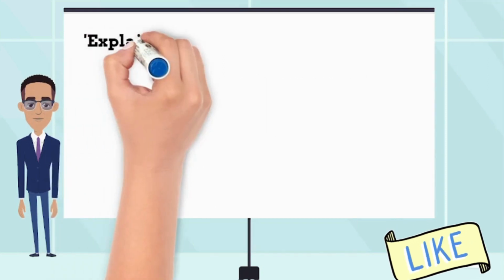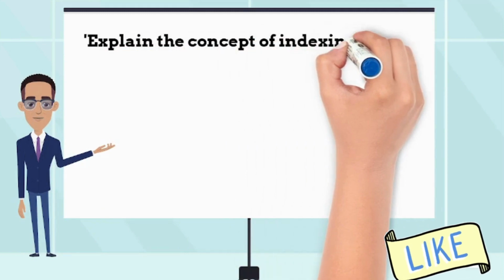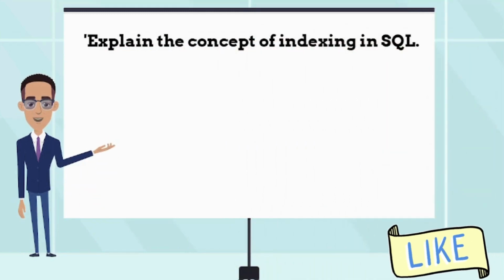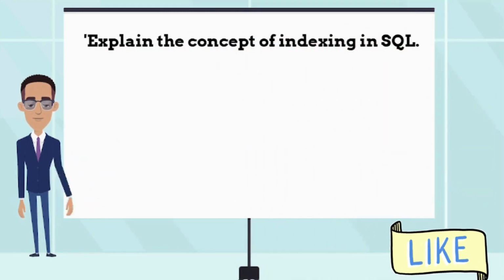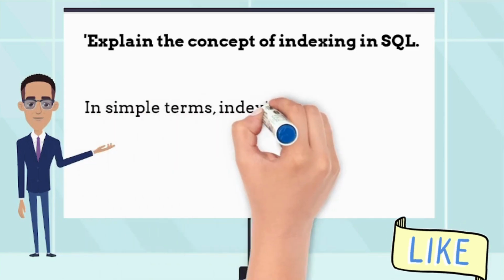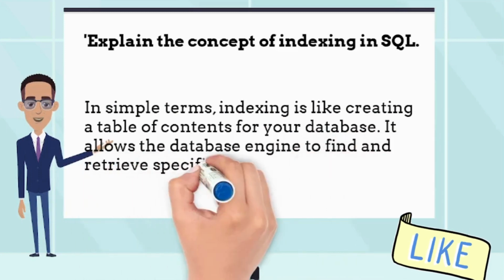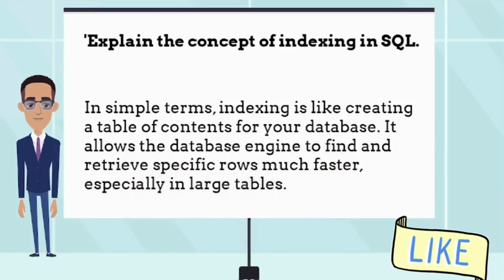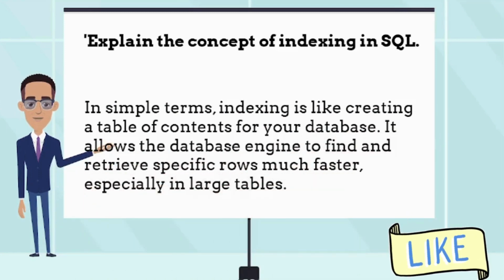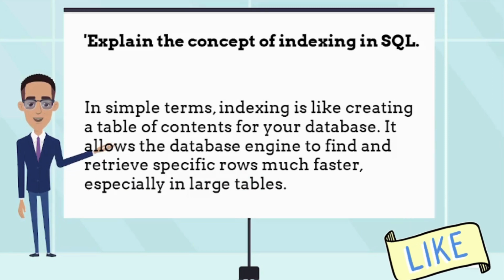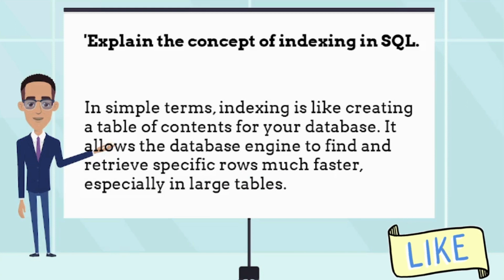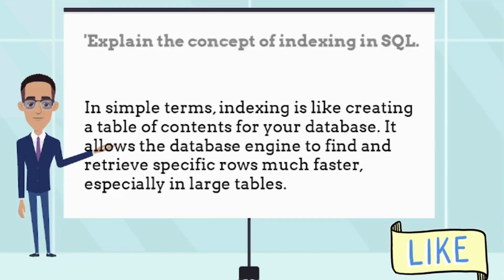Our next question is a bit more advanced. Explain the concept of indexing in SQL. Indexing plays a crucial role in optimizing query performance. Answer is, in simple terms, indexing is like creating a table of contents for your database. It allows the database engine to find and retrieve specific rows much faster, especially in large tables. Knowing when and how to use indexes can significantly boost query performance.